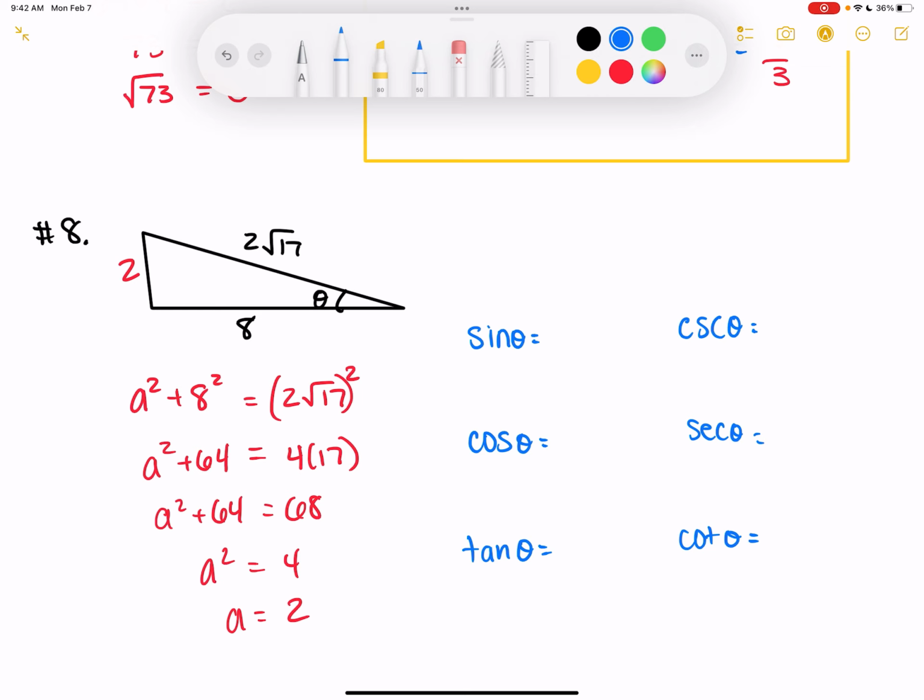Alright, so what is sine of theta? 2 over 2 square root of 17, and then we have to get rid of that square root. Yeah, so first of all, when you have something like 2 over 2 root 17, those 2's can cancel each other and go away. So those are gone, and then now you just need to multiply, since you have a radical on the bottom, by the square root of 17 over the square root of 17, leaving you with the square root of 17 over 17.